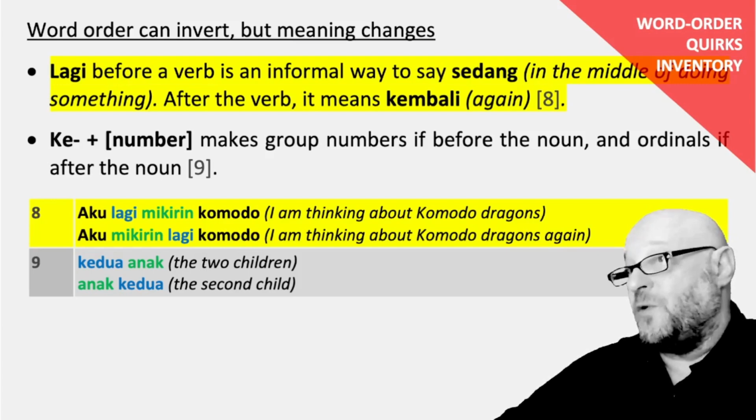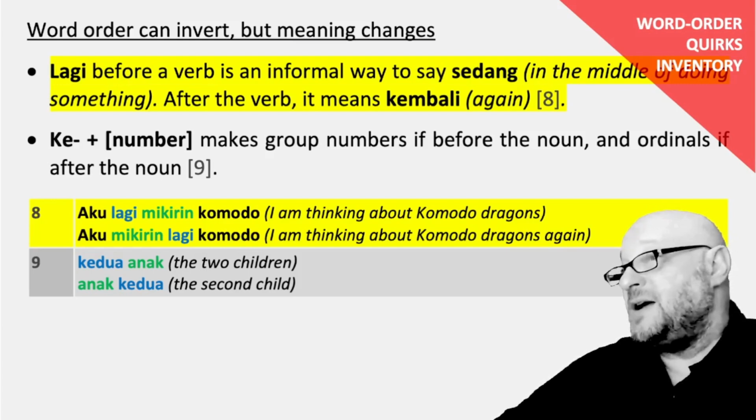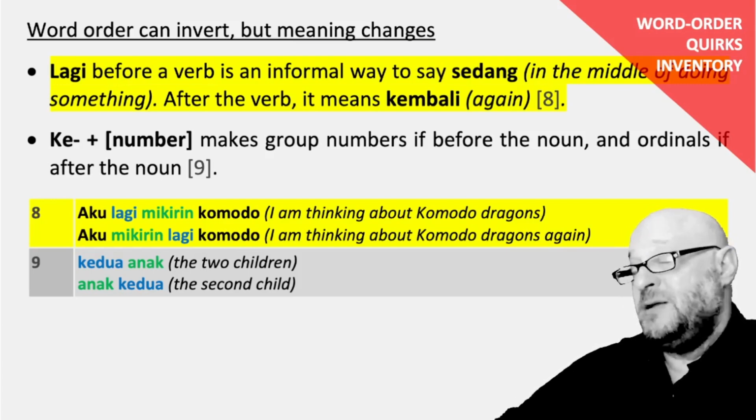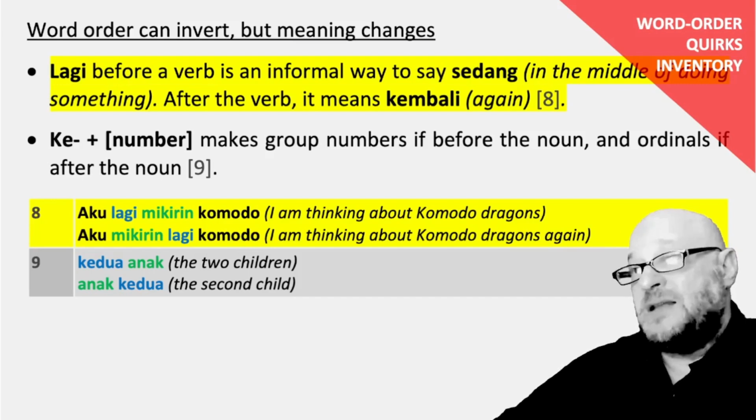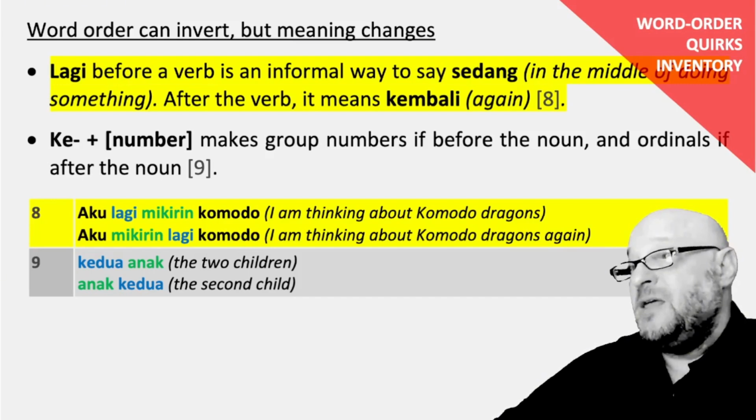Lagi before a verb is an informal way to say sedang, in the middle of doing something. After the verb, it means kembali, again. In example 8, the sentence aku lagi mikirin Komodo means I'm thinking about Komodo dragons. And the sentence aku mikirin lagi Komodo means I'm thinking about Komodo dragons again.